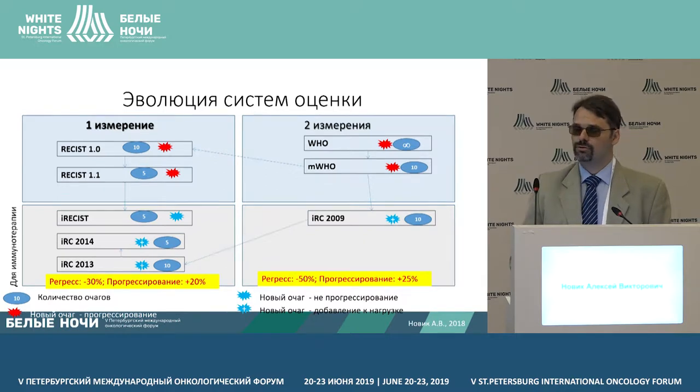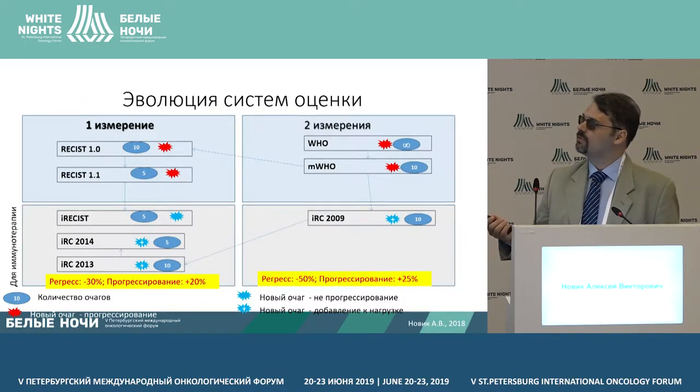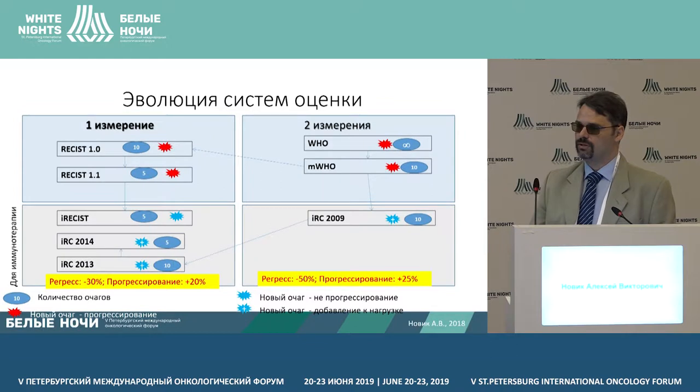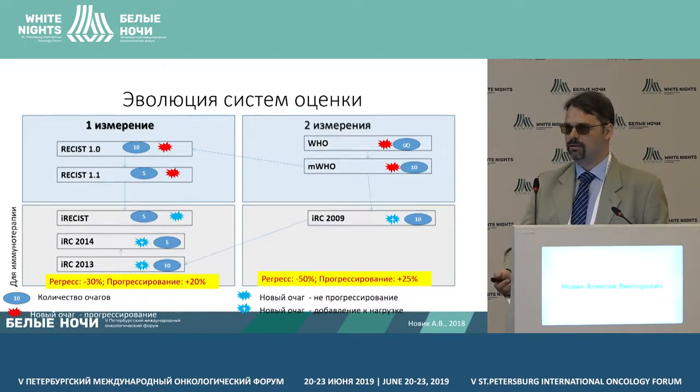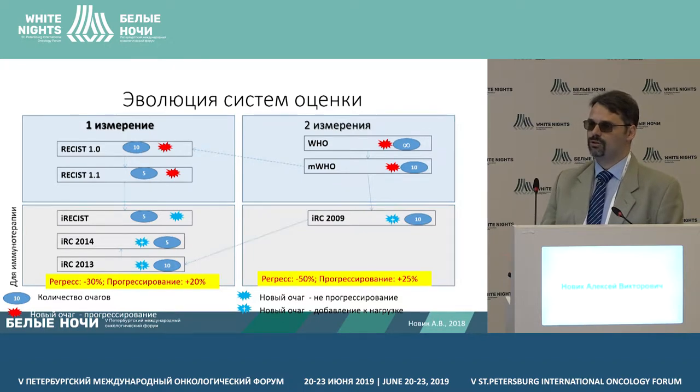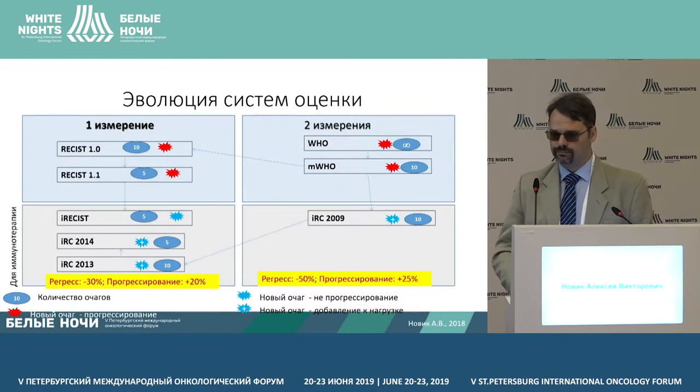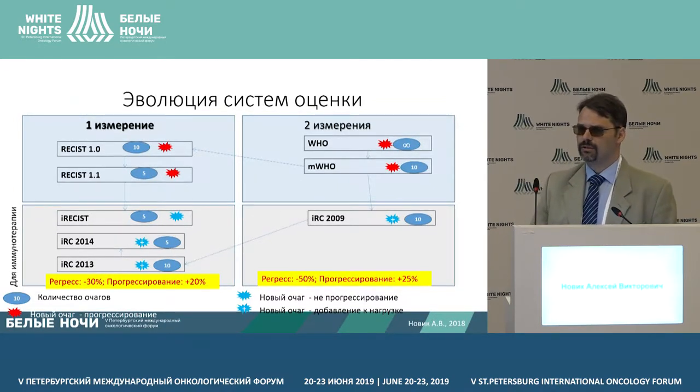What was characteristic for all of these systems? Without a doubt, it was progression. What was different was the number of lesions and the number of measurements. And then a WHO system modification was suggested. If in the past we found the progression markers, which necessitated discontinuation of treatment, in the modified system confirmation was needed 4 weeks later.